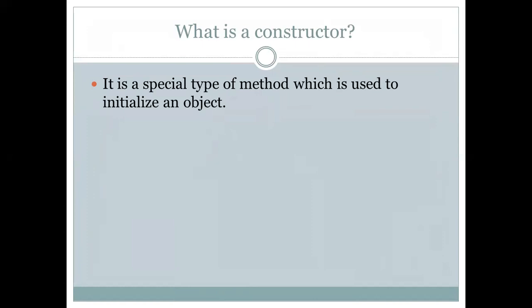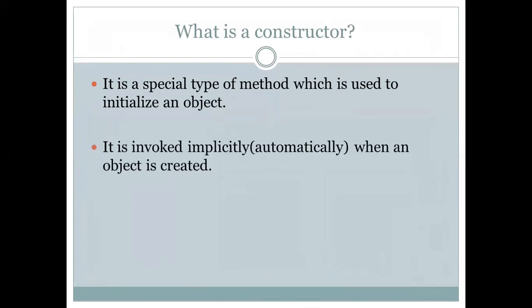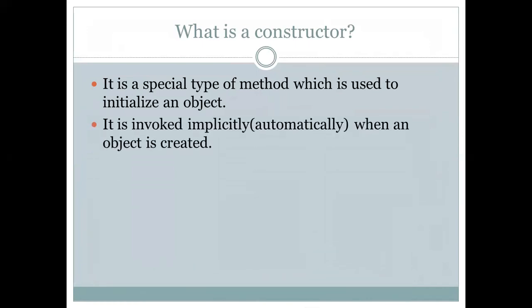So, it is like any other ordinary method, but it has a specific purpose, and that purpose is to initialize an object. So, how are these constructors called? A constructor is invoked implicitly or automatically whenever an object is created. So we need to understand that there is no need for an explicit call for a constructor. A constructor will be automatically called whenever an object is created.